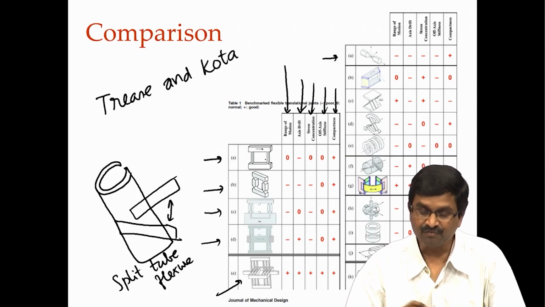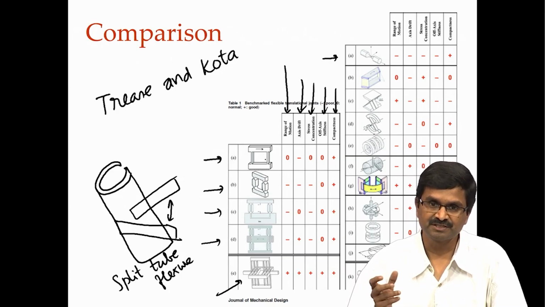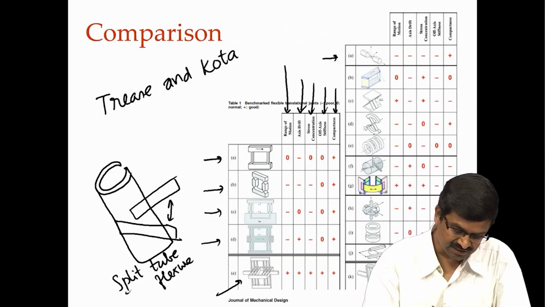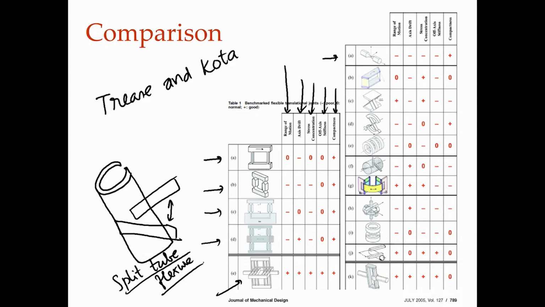Then there is off axis stiffness. If one axis is very flexible, what about the others? The split tube flexure was developed because its off axis stiffness is quite good, okay. And compactness, how compact it is, right. So, if I look at the split tube flexure, which is over here, you see a plus sign. Its cross axis stiffness is very good, and stress concentration is also very low, that is plus. Range of motion is quite high, you can go to 90 degrees or more, and other things are neutral.